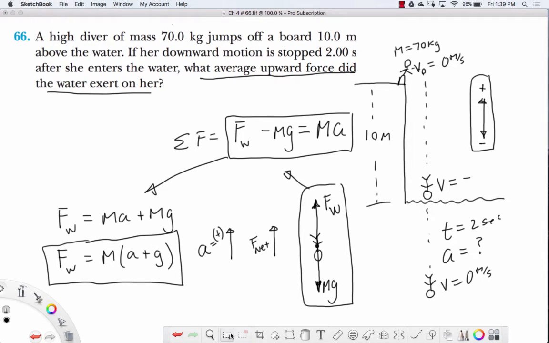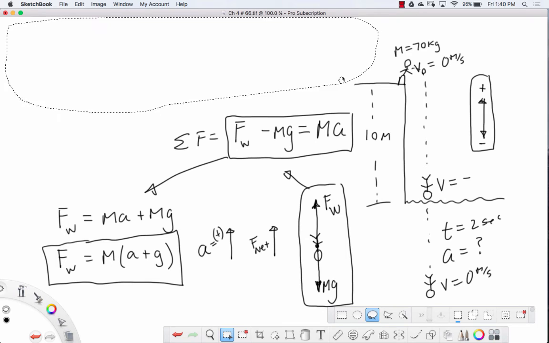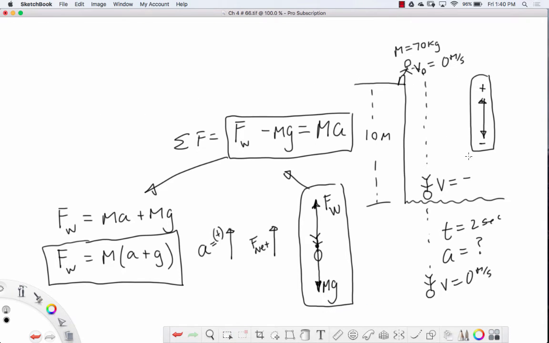Let me make some room up here. We'll get rid of this. Okay, so it's actually 2 kinematics. So we got to do 2 kinematics. The first thing we need to calculate, she jumps off the cliff or the diving board. What do we first need to find? Her velocity right when she hits the water. What's her velocity when she hits the water?